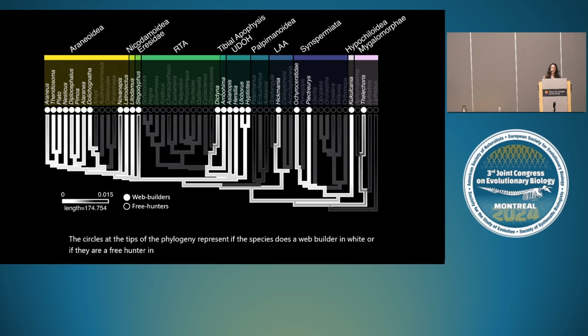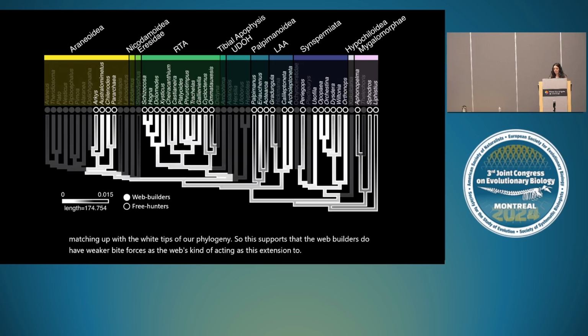And when I highlight just the web-building species, we can see that the majority of these have weaker forces. So our little white bubbles are matching up with the white tips of our phylogeny. So this supports that the web builders do have weaker bite forces, as the web is acting as an extension to immobilize the prey.